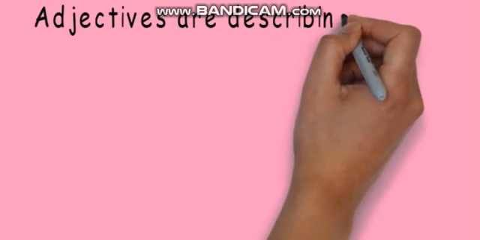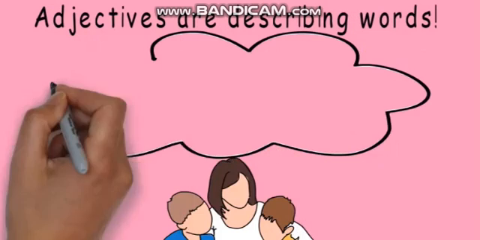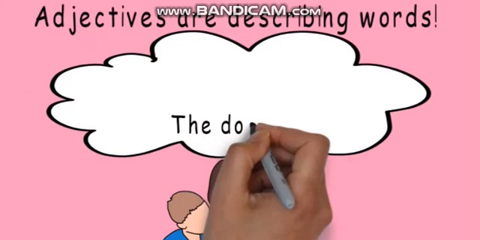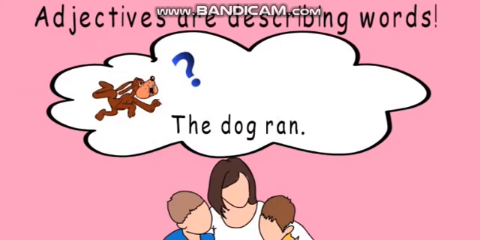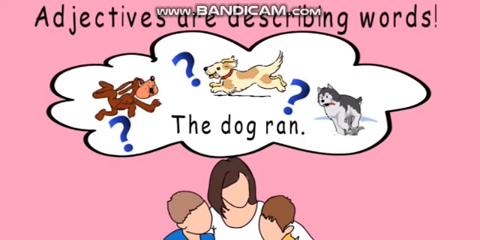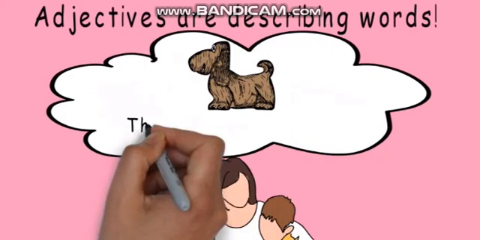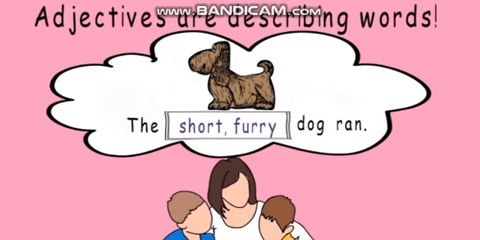Adjectives are describing words that clarify the pictures in our heads when we read, speak, and write. Instead of writing, "The dog ran," and letting our reader guess at any number of possibilities, we can describe the dog to clarify our meaning to our reader by using adjectives. The short, furry dog ran. The adjectives short and furry describe how the dog looks, making a clearer picture for our reader.